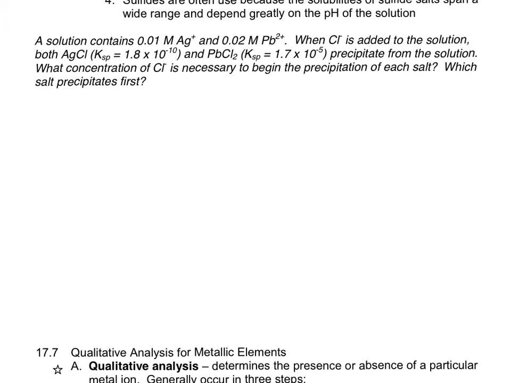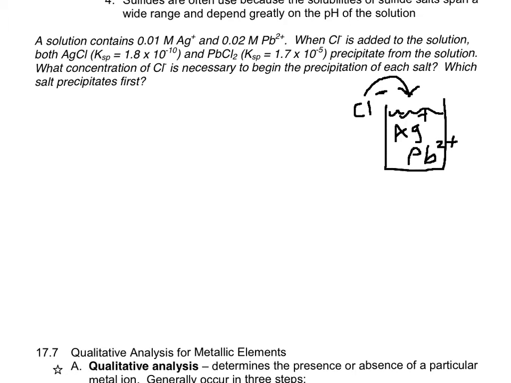Here you have a solution that already has some silver ions and some lead ions in it, and we're going to toss some chloride ions into it. And we're going to try to figure out how much chloride we have to add to make silver chloride precipitate out and lead chloride precipitate out, and which one goes first. So we treat this as two separate problems, one with the silver chloride and one with the lead chloride. And I'm going to go ahead and start with the silver chloride first.